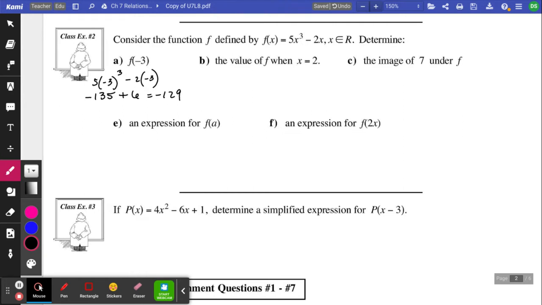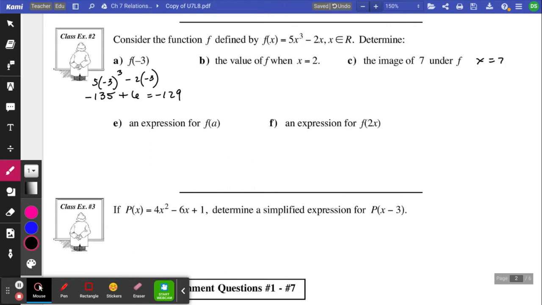Okay, so everywhere we see an x, we put the input. That's going to be the same for B and C and E and F. Yes, it is. Those are all ways of saying the same thing: the value of f when x is 2. We'll plug 2 in everywhere. I'm not going to do it right now, but you could. The image of 7 under f, that's funky words, but it means the same thing. It just means x is 7. Go put 7 in everywhere you see an x.